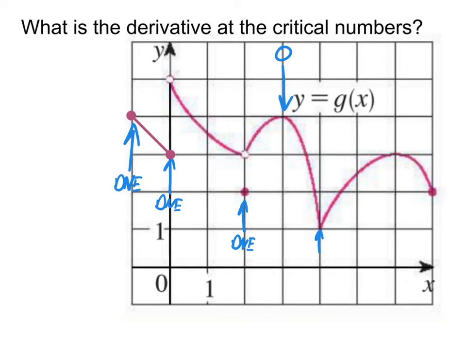Then at 4, our derivative does not exist because it's a corner. And then at 6, our derivative is back to 0. And yes, at 7, that would also be a critical number. In that case, the location where it does not exist.